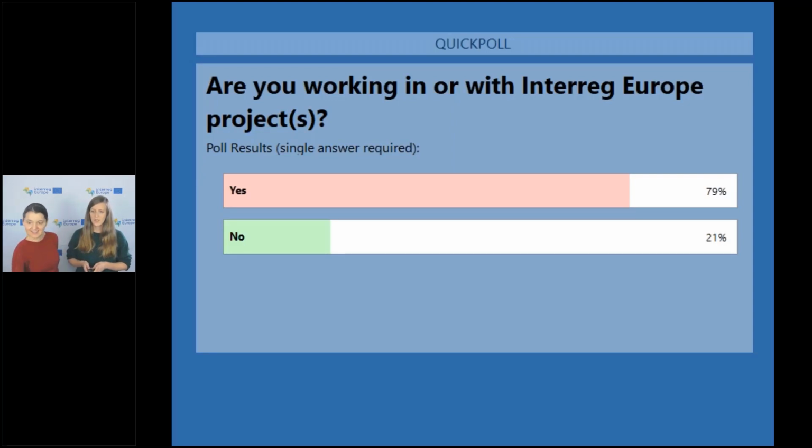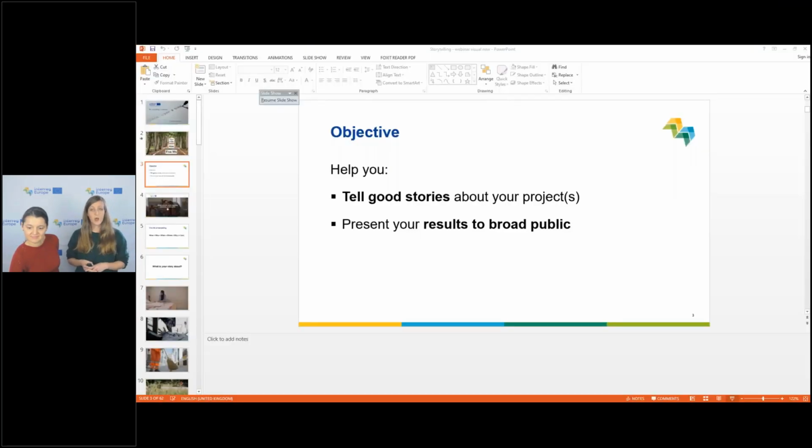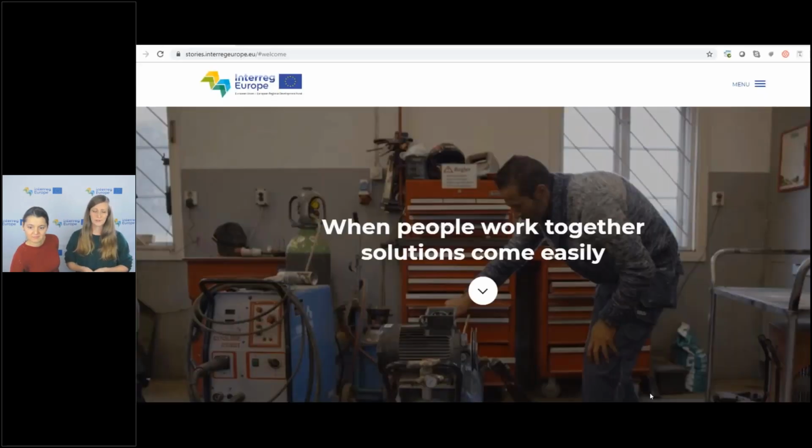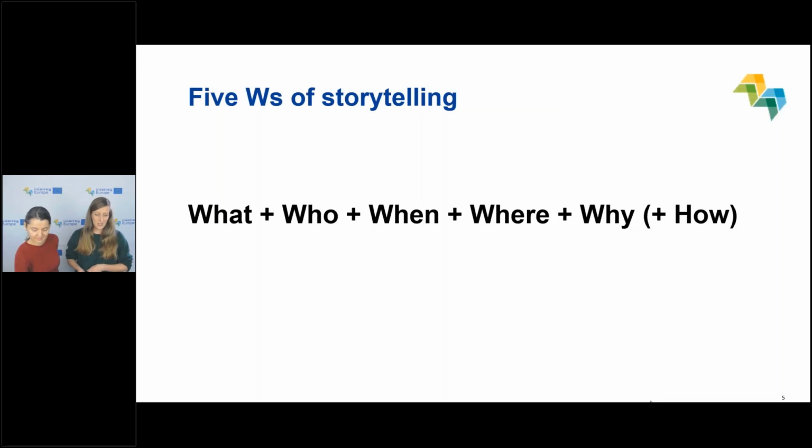So who is here? A lot of project partners from Interreg Europe projects, which is great. But we also have some other people who are probably interested in either promoting other types of projects or just interested in storytelling. I hope that we'll have some interesting tips for you as well. Many of the examples that we're going to share today come from Interreg Europe projects and more specifically from our web documentary, which is a new project that we've been working on to give a place to show all these stories that we keep talking about.